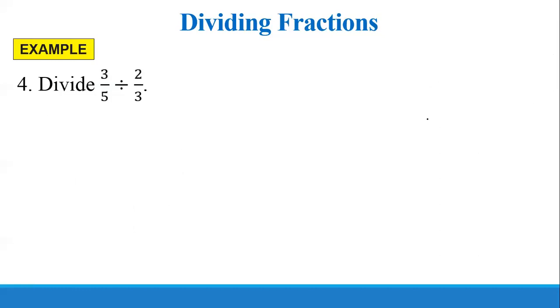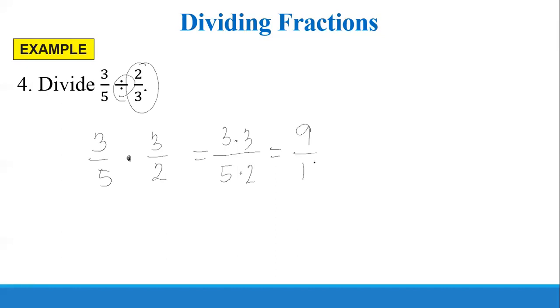We have another example. 3/5 divided by 2/3. So, again, multiply by the reciprocal. So, keep natin si 3/5. Change division sign to multiplication sign. And then, flip the second number. Use reciprocal. So, that is 3/2. Alright, then multiply numerators and multiply denominators. So, this is equal to 9/10.